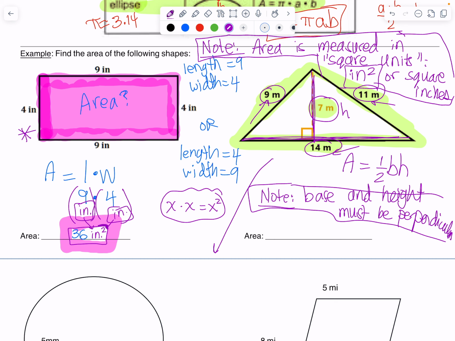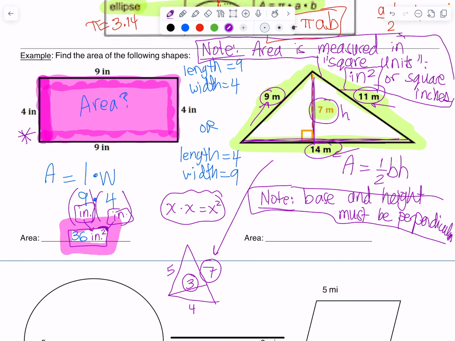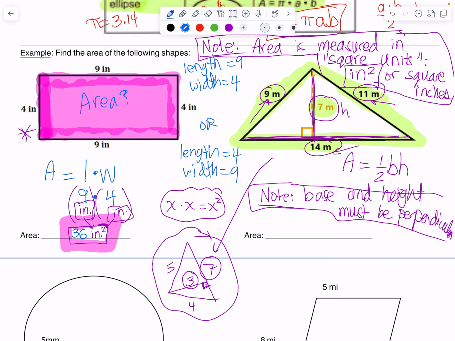If they had given me something weird, which I don't think I would do to you guys, I'm just trying to think, if it was given a different way, if this distance is 3, and this one's 5, and this one's 4, and this one's 7, or something like that, I would use 3 for the height, but 7 for the base. Even though it's not the bottom number, it's the only number that's perpendicular, or makes a 90-degree angle, with that height. So that's just something to keep in mind. I don't think that'll happen too often, but if you take another math class, they might throw that at us on accident. So now we know base and height have to be perpendicular.